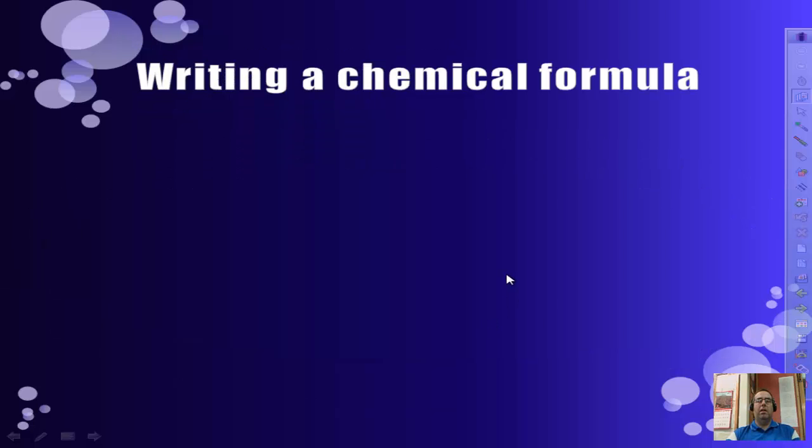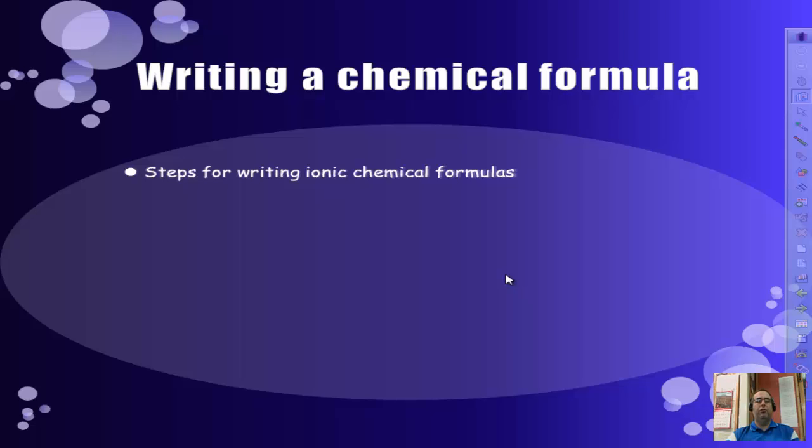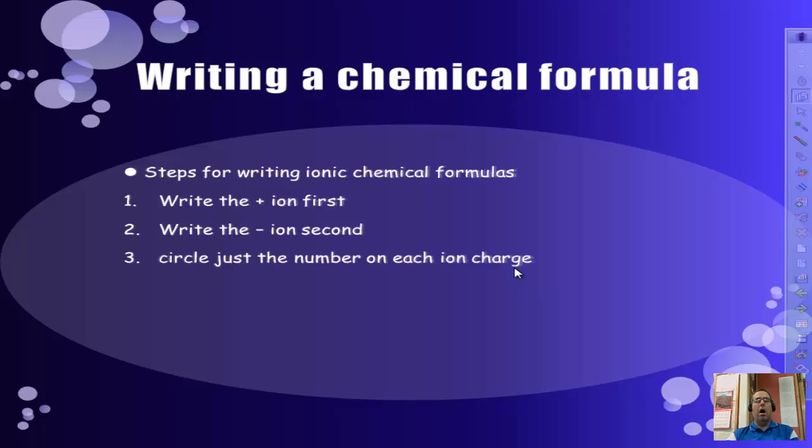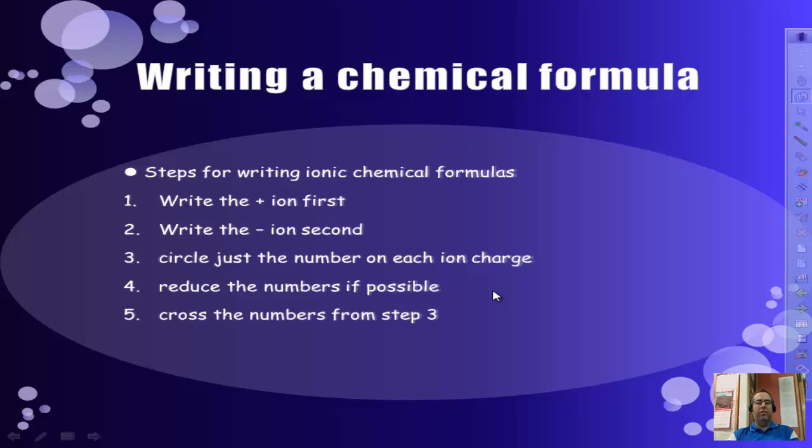So I want to go ahead and begin talking about chemical formulas. There are some steps to writing ionic chemical formulas. Step number 1 is to write the positive ion first. Step number 2, write the negative ion second. Step 3, we're going to circle the number on the monatomic oxidation number, just the number associated with that positive and negative ion charge. Step 4, if you can reduce, for example, if I have a +4 and a -2, we can reduce those down to +2 and -1. So reduce the charges if possible. Step 5, cross the numbers that we circled in step number 3. Step number 6, if you have a polyatomic ion, put it in parentheses.